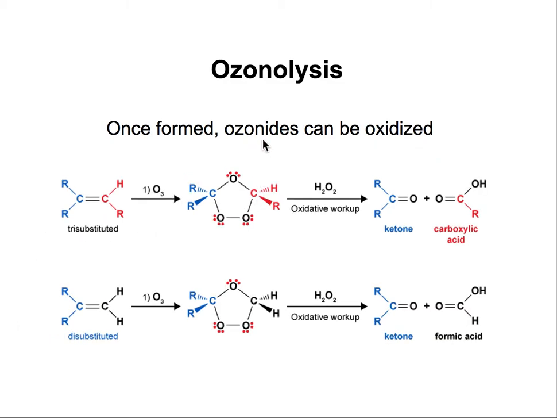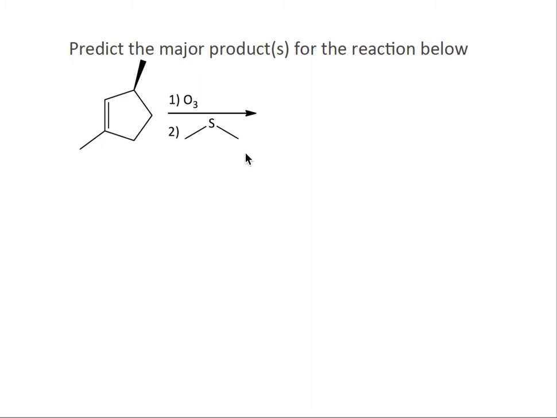Or the ozonides, this intermediate, could be oxidized, and that's when we use H2O2. That is the oxidative workup. And so what's going to happen in this example right here is we're going to cleave that double bond, and we're going to end up with a carbonyl on each side, right? In this case, we have a ketone. On the other side is going to be a carboxylic acid. Remember, it's not going to be the aldehyde, it's going to go all the way to the carboxylic acid because we're using oxidative workup. So here we have this example right here.